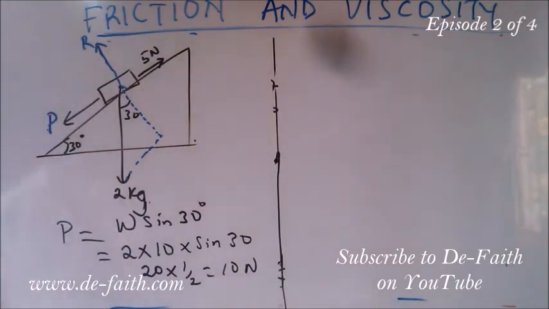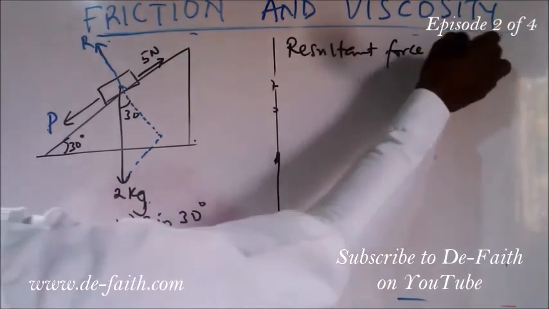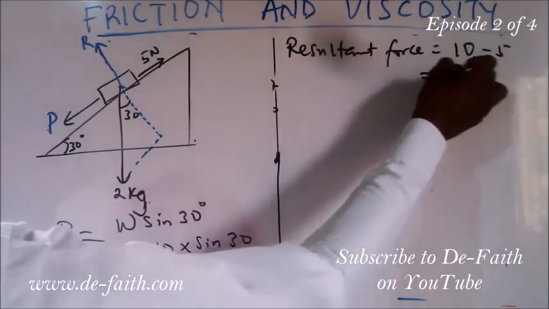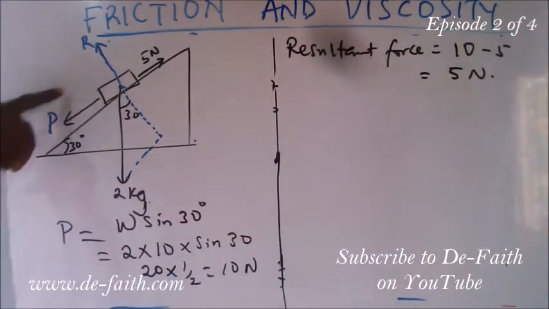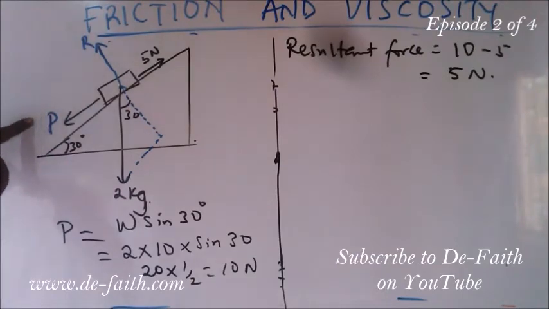Now the resultant force will be 10 minus 5. It's 10 minus 5 because this force is pulling it down, while this 5 Newton is the frictional force that is stopping it from going. And so the resultant is that this is higher than this. So the body will eventually slide down with a force of 5 Newton.